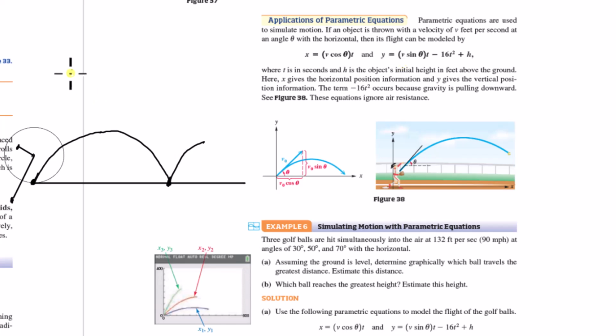But even not just 2D or 3D, there are one-dimensional parametric equations too. x of t is equal to t squared minus 1. You could have something like a conveyor belt, right? A one-dimensional system. You can model the motions parametrically. But this is a two-dimensional system. Here are the parametric equations, where t is in seconds and h is the object's initial height in feet above the ground.